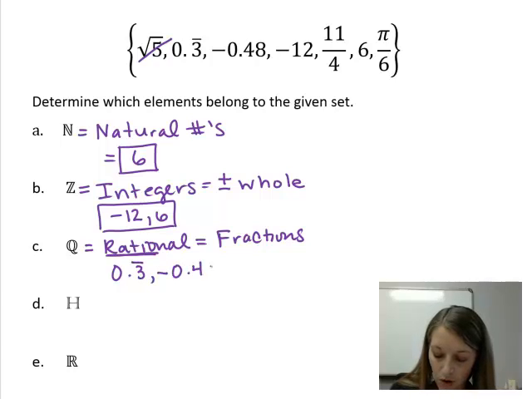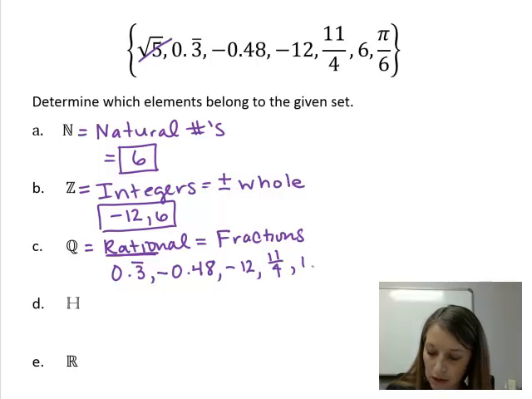Negative 0.48 is a terminating decimal. Negative 12 is a whole number. 11 over 4 is a fraction. 6 is a whole number. And pi over 6 is a fraction. But remember, half of it is irrational, which makes the whole thing irrational.